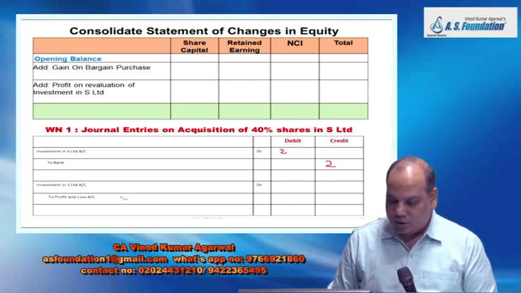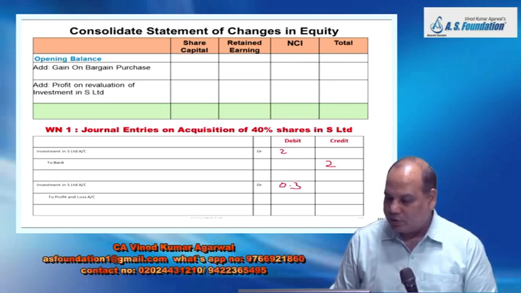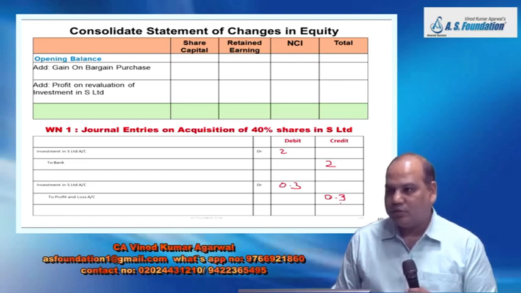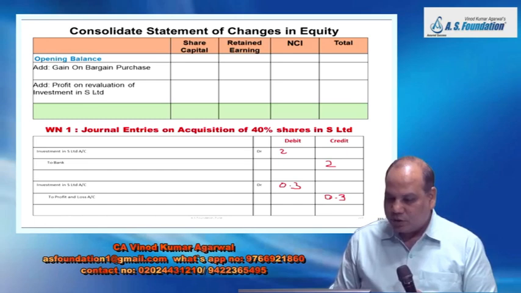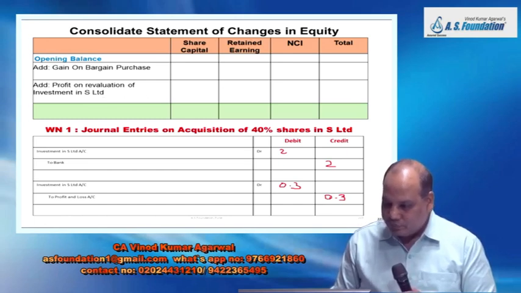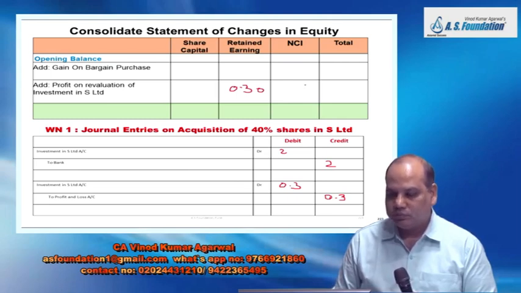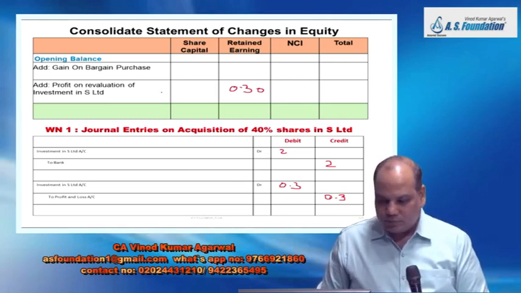And then you have to revalue the existing investment. Investment in S Limited account debit 1.50 minus 1.20, so the increase in the value of the investment is 0.30, to P&L account 0.30. Done. And this profit on revaluation of investment in S Limited, you write in the statement of changes in equity also, 0.30. Now we'll start solving the problem.